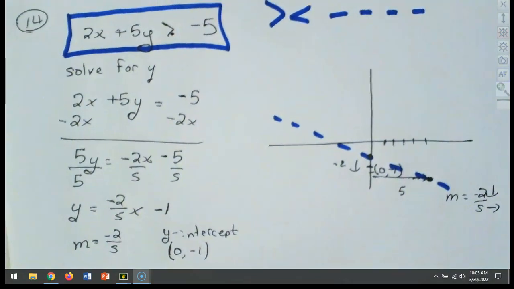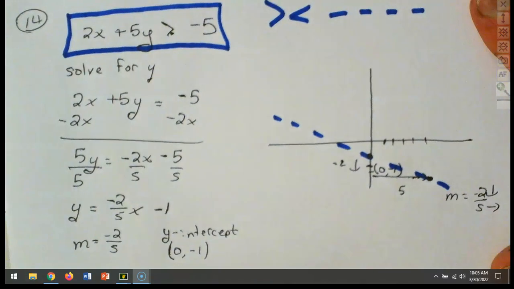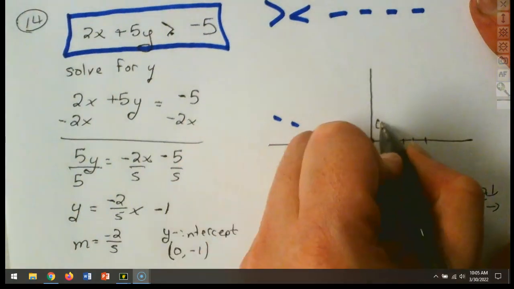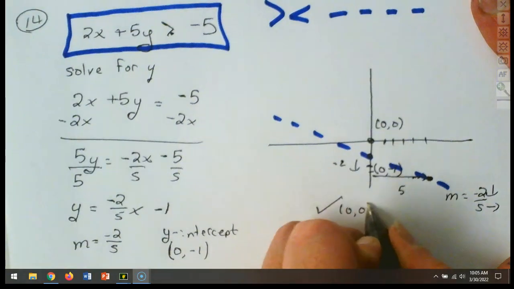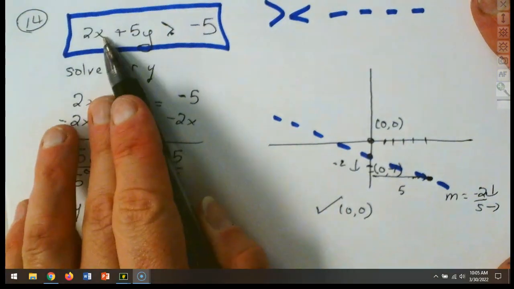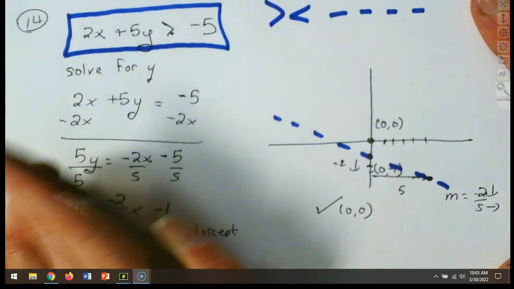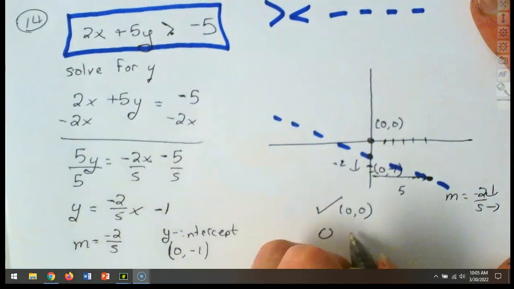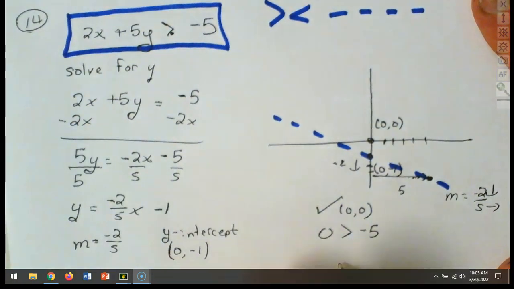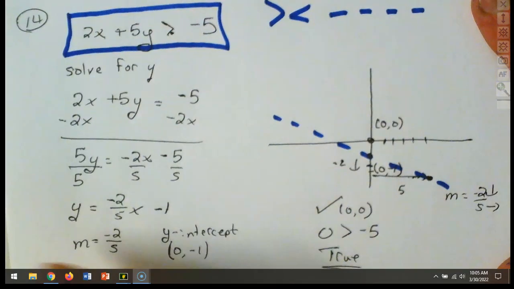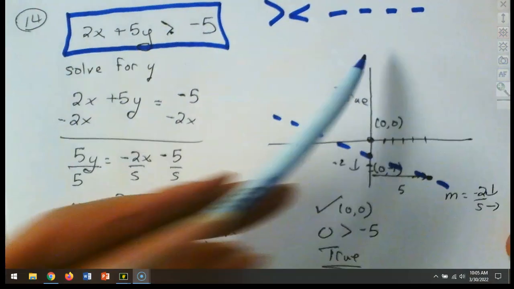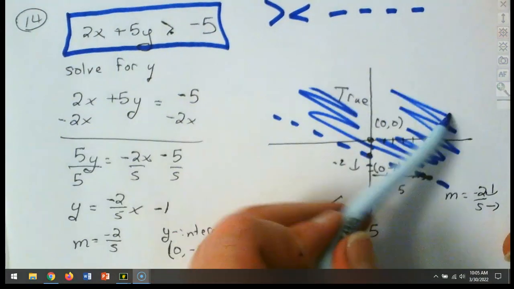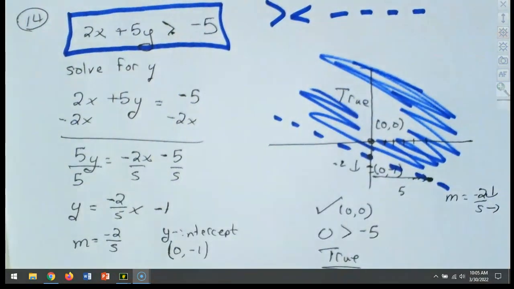What do we now do? Shade. What do we do to shade? Check 0, 0. And it's easy to check 0, 0 because back in the original, the x's and the y's are on the left. So that's an automatic 0 on the left. And is 0 bigger than negative 5? Yes, it is. 0 is bigger than negative 5. So that means this half up here would be true. 0, 0 is above the line. So where do we shade? Shade up here. That's it.